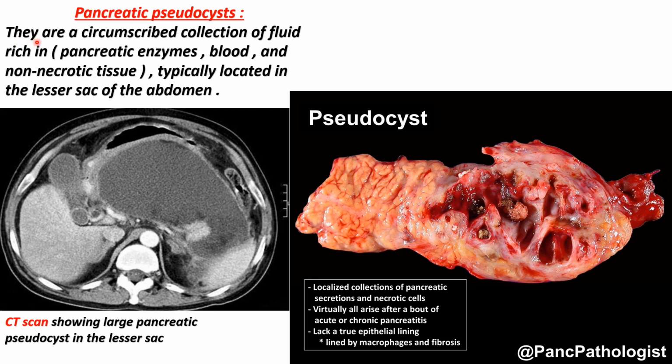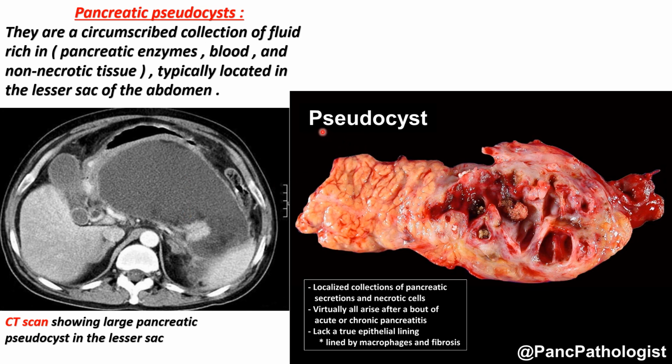Pancreatic pseudocysts are a circumscribed collection of fluid rich in pancreatic enzymes, blood, and non-necrotic tissue, typically located in the lesser sac of the abdomen. We are seeing here a CT scan showing a large pancreatic pseudocyst in the lesser sac.